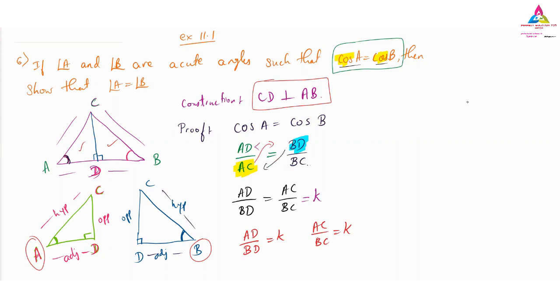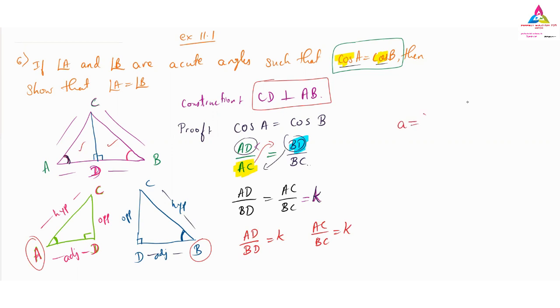Why have I done it that way? Because I want AD and BD to be on the same side, and AC and BC to be on the same side. Then I equate it to a number called K, one variable I have taken. Now you can see the next step, I hope you understood.